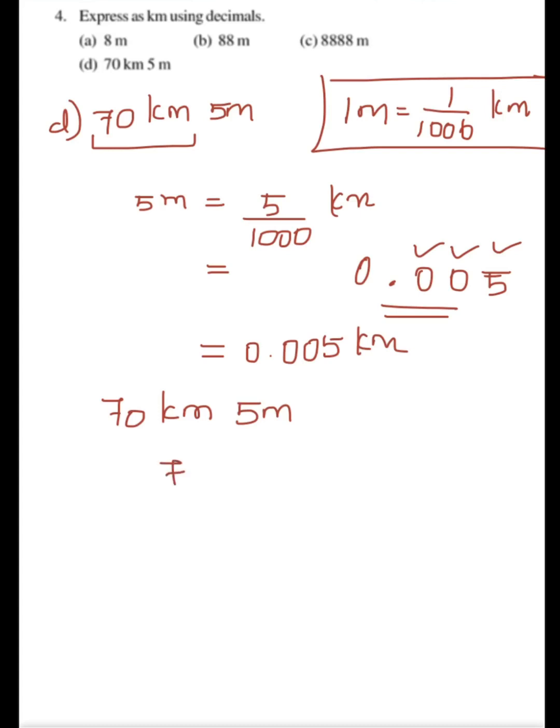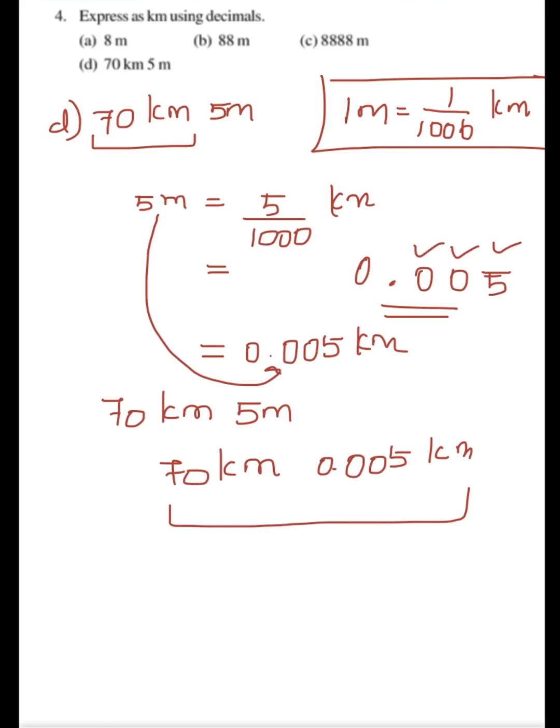Okay, but our question is 70 kilometer and 5 meter. So 70 kilometer and 5 meter, you have converted it into kilometer, which is 0.005 kilometer. So now how you can write it in total? 70 point, after the point what is there? 005 kilometer. Okay, 70.005 kilometer. This will be our answer. Okay, now let's see the fifth question.